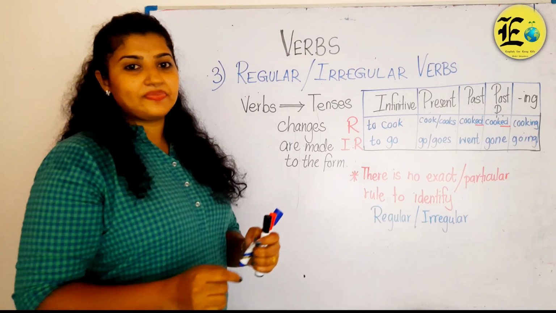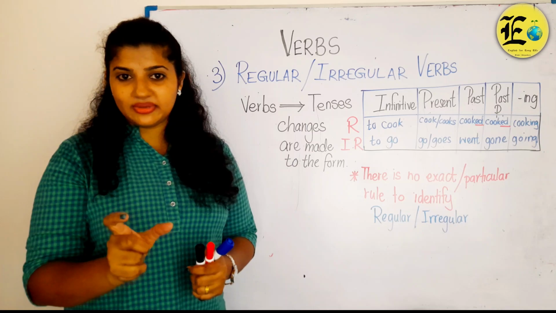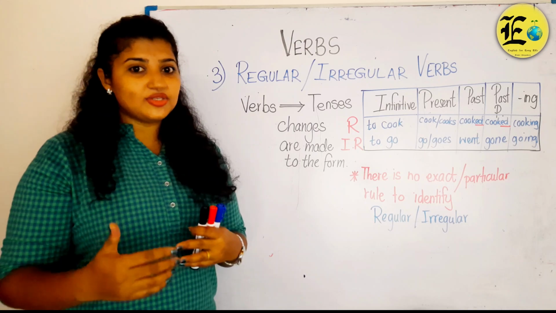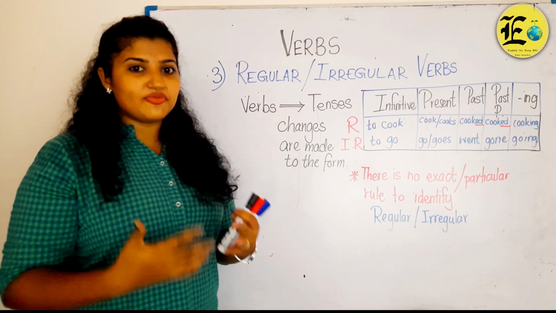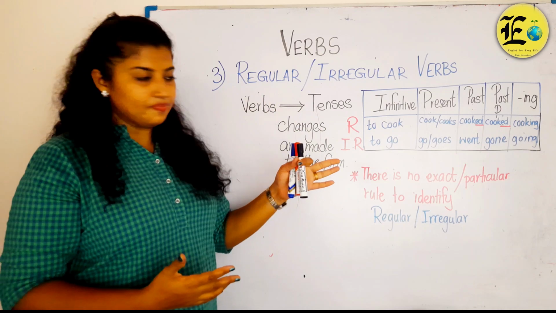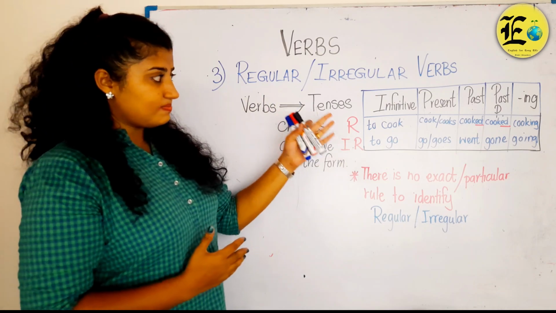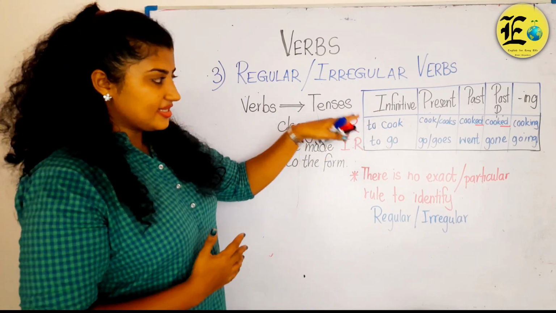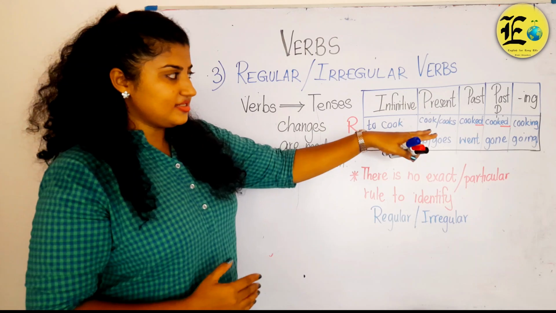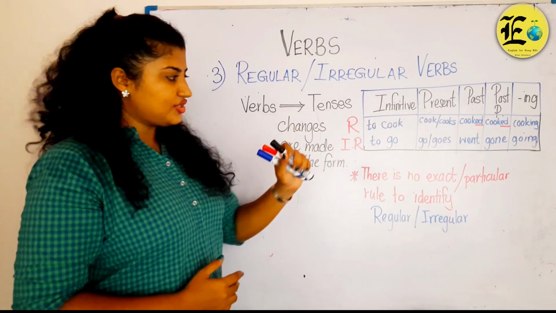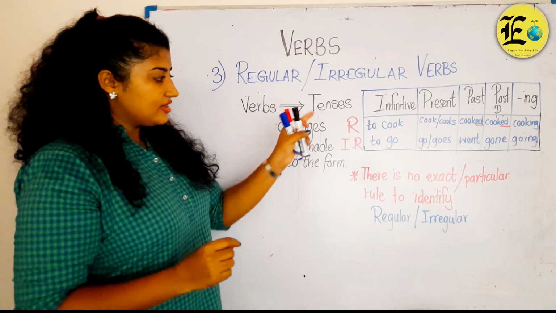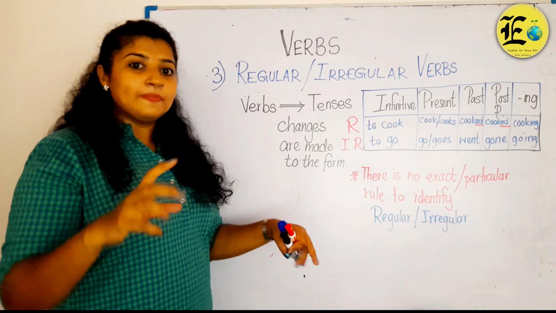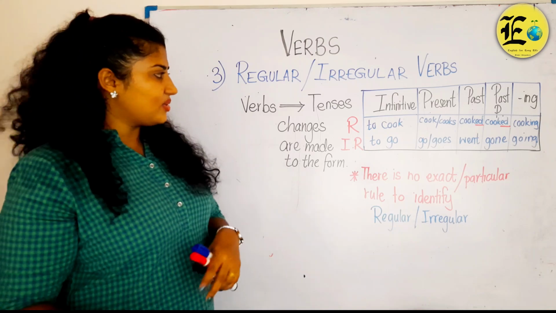Well, now let us see how to identify whether a particular verb is regular or irregular. This issue comes when we change the form of the verb while converting the tenses. For example, I've given here a table which includes five types of verb forms: the infinitive form, the present tense form, the past tense form, the past participle, and the ing form. I've shown a regular verb and an irregular verb, and I'll show you the difference in identifying whether it's a regular or an irregular verb.